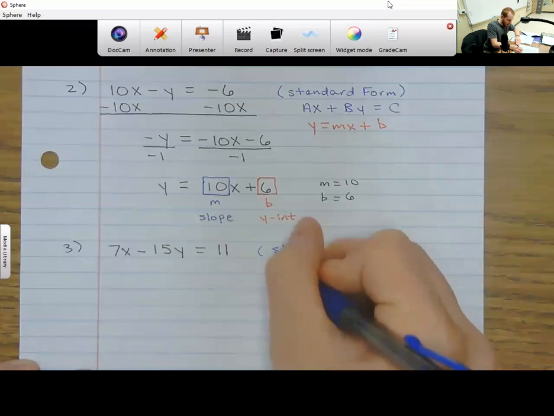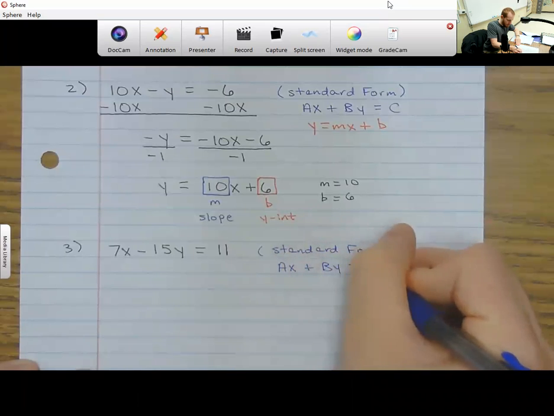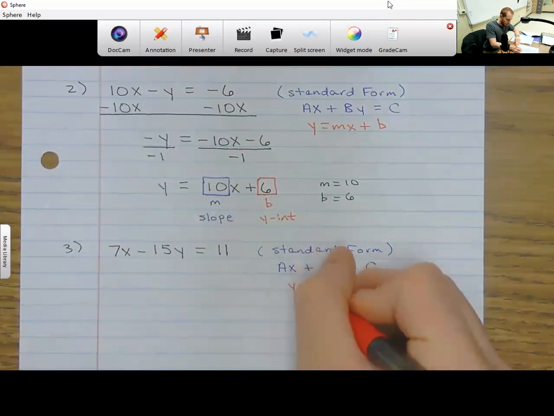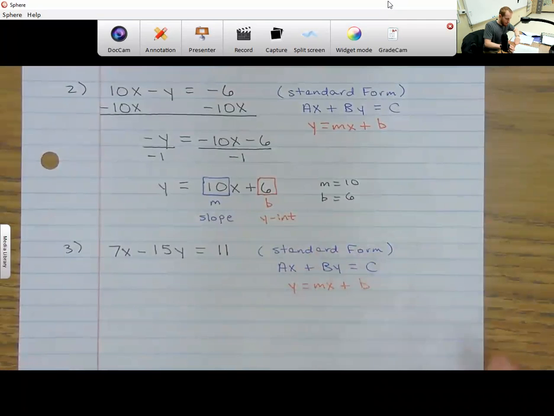But I do want to get y by itself because I want it to be in slope-intercept form. So I want it to be like y equals mx plus b. And that can be easily done. I've just got to get rid of everything that's surrounding the y, right? So the first thing I would do is I would probably get rid of this 7x. But then after that, I would have to get rid of the minus 15 as well. So we'll do that last.